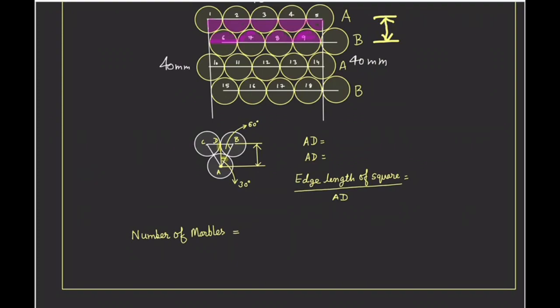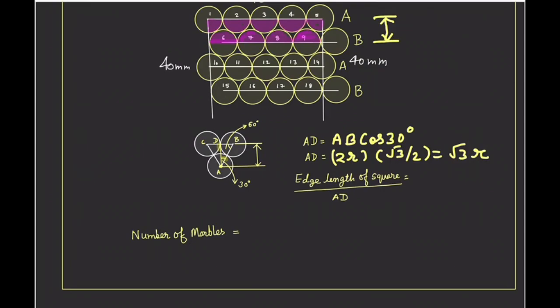So if we try to find out what AD is, we can write that AD is equal to AB cos 30 degrees, and AB is equal to 2 times R and cos 30 is equal to root 3 by 2. So if we simplify, we can write that this value is equal to root 3 times R.